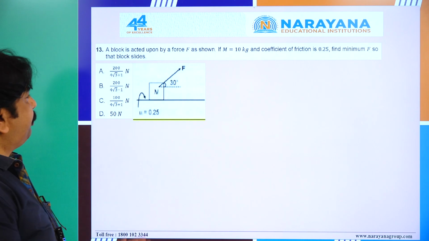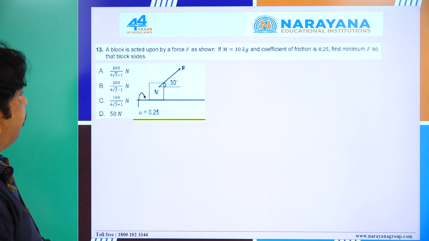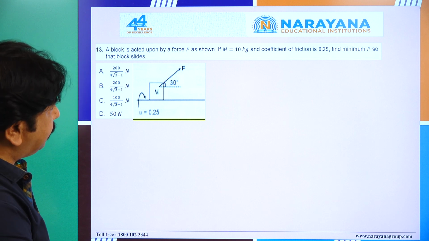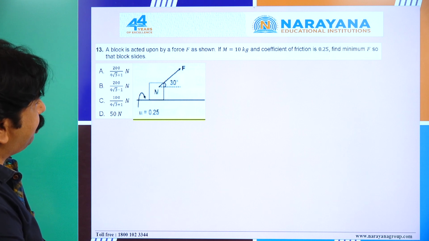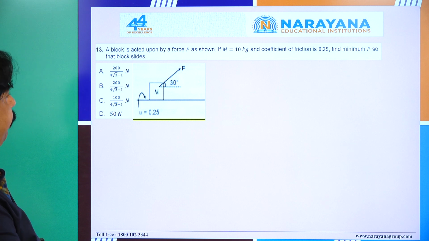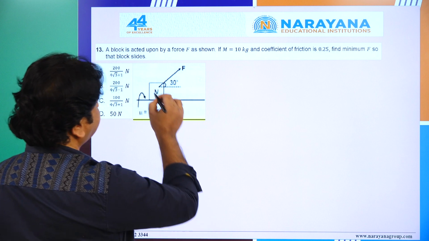Now, this is a purely friction question only. A block is acted upon by a force of F as shown. If M is equal to 10 kg and the coefficient of friction is 0.25, find the minimum value of F, the minimum F so that the block slides. Okay. First of all, draw the free body diagram of this question.